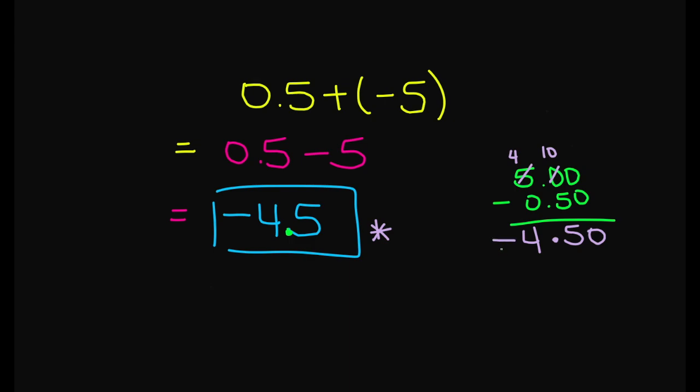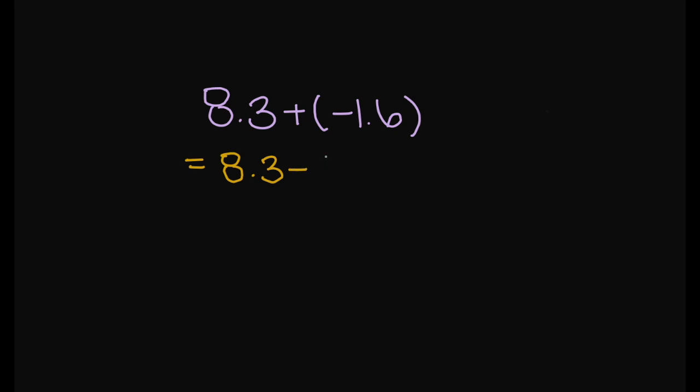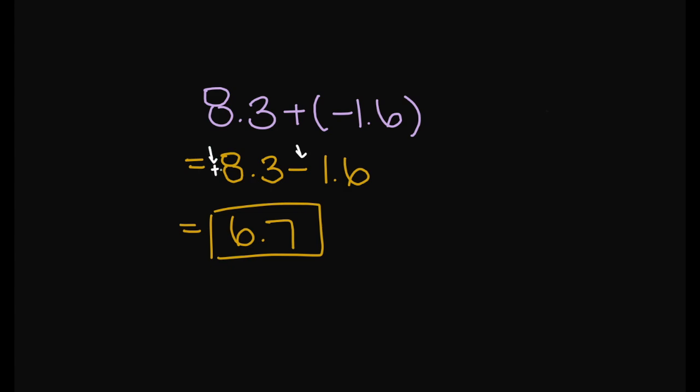So negative 4.5. What about 8.3 plus negative 1.6? This example here, you're going to get 8.3 minus 1.6. And when you subtract 8.3 minus 1.6, your final answer here is going to be a positive 6.7. And this is your final answer here. Because remember, your 1.6 is negative, but your 8.3 is positive. So I'm going to get the sign of the larger number. So yes, we are subtracting, but you are going to take the sign of your larger number.